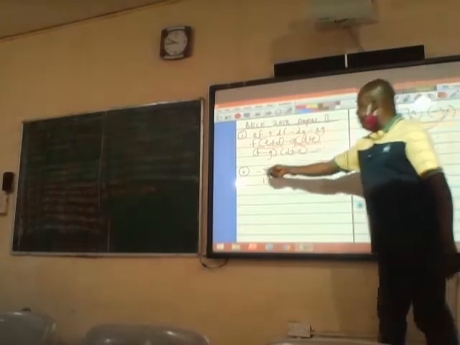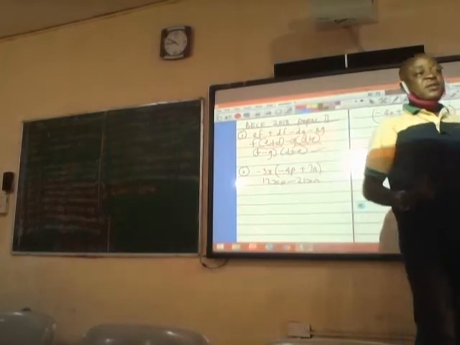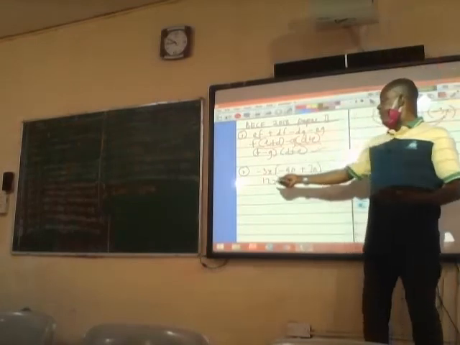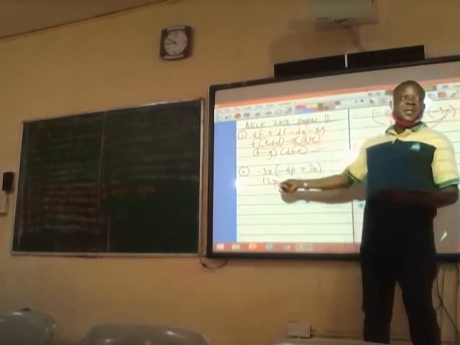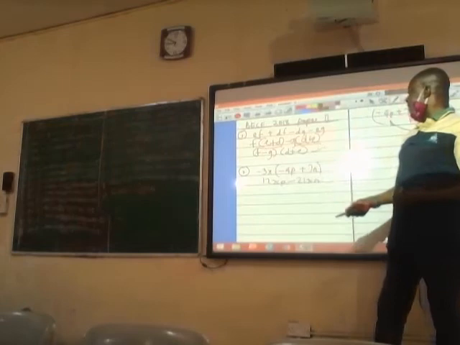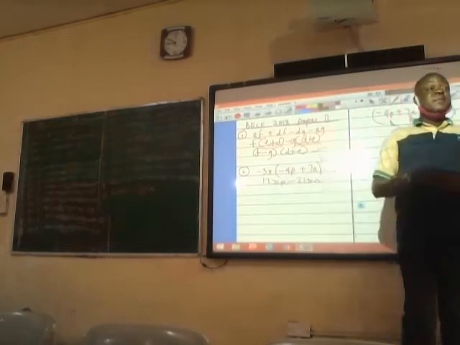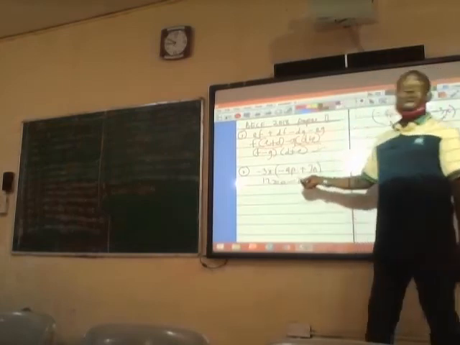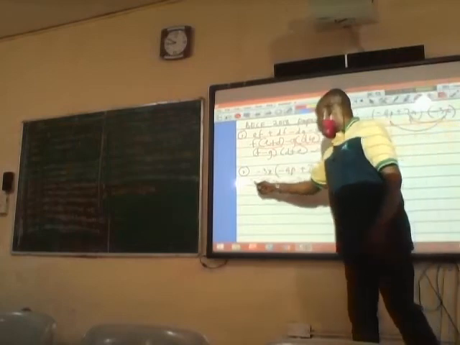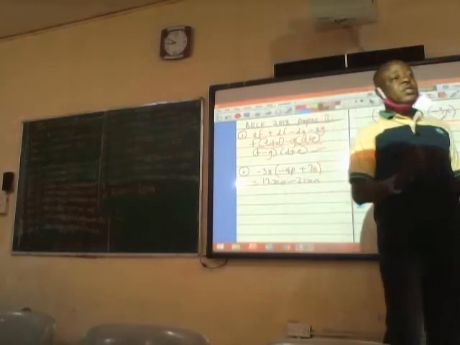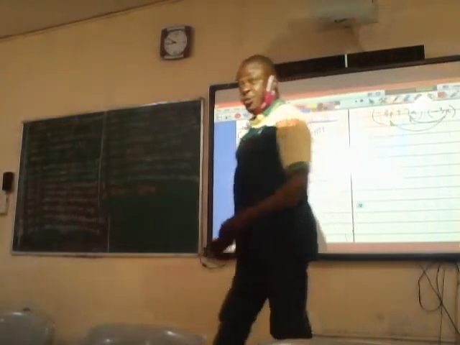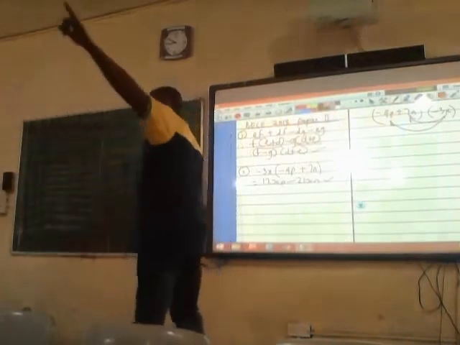So minus 3x times minus 4p. Minus 3 times minus 4 gives plus 12. Then x times p, that's xp, that's how she got 12xp. Then minus 3x times plus 7n. Minus 3 times 7 gives minus 21. X times n, that's xn. So the answer is equal to 12xp minus 21xn. And that was a very good one. Mark your solution yourself if you got it right. Yes, Raji.